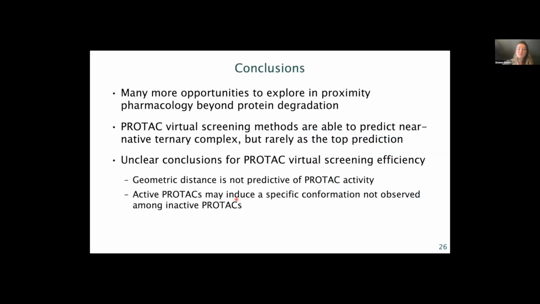So that comes to my conclusions, that there are many more opportunities to explore in proximity pharmacology beyond protein degradation if we look at other post-translational modifications that we can influence with these kind of ProxPharm compounds. That PROTAC virtual screening methods are able to predict near-native ternary complexes, and they're quite effective in producing a lot of ternary complexes, but rarely are these complexes a top prediction.